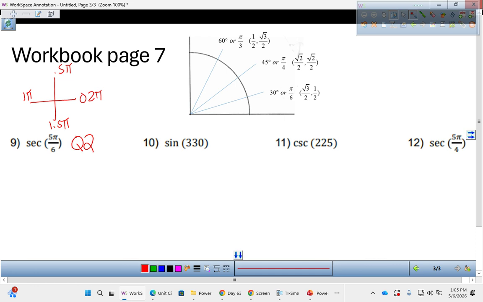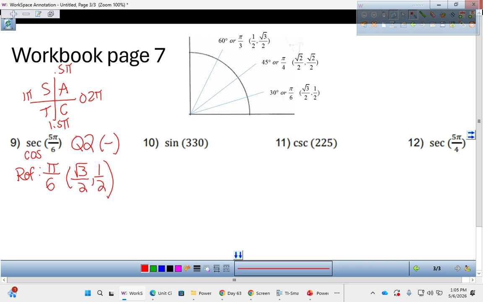I'm also working with secant, which pairs hand in hand with cosine. So what I know about cosine in quadrant 2 is that it's negative. Sine is positive in quadrant 2, but cosine is negative. Now I need my reference angle. It's pretty obvious since this is a pi over 6. The only angle in quadrant 1 with a denominator of 6 is pi over 6. So the coordinate point at pi over 6 is √3 over 2 and 1/2.